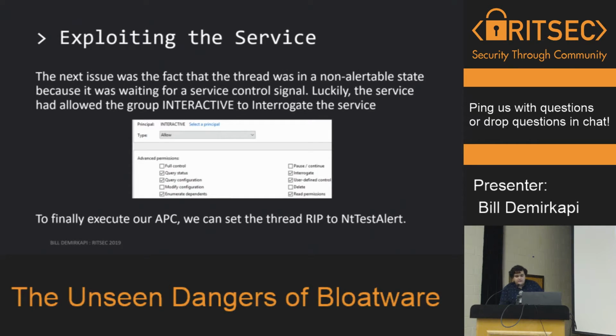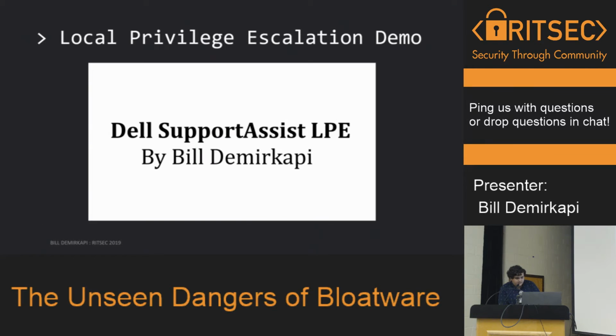And so I looked at the service in Process Hacker, and I found out that all interactive users had the permission to actually interrogate the service and actually send a service control code to the service control handler. So this meant that we could get it out of the non-alertable state, and then to make sure that the queued APCs were executed, we can set the RIP register of the thread to NtTestAlert, which will empty out all queued APCs. So here's the video for that.